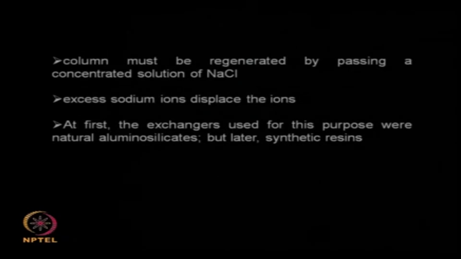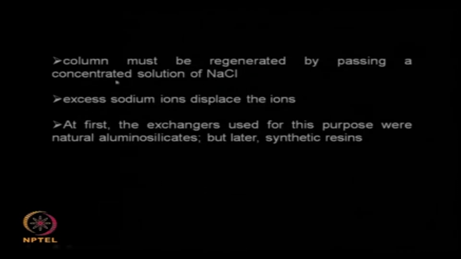The column must be regenerated of course by passing concentrated solution of sodium chloride. So we cannot keep on using the same column for processing large amount of hard water. After some time the calcium and magnesium ions will completely saturate the ion exchanger, so we need to pass sodium chloride. So what will happen, excess sodium ions will displace these calcium and magnesium ions that are bound to the stationary matrix.